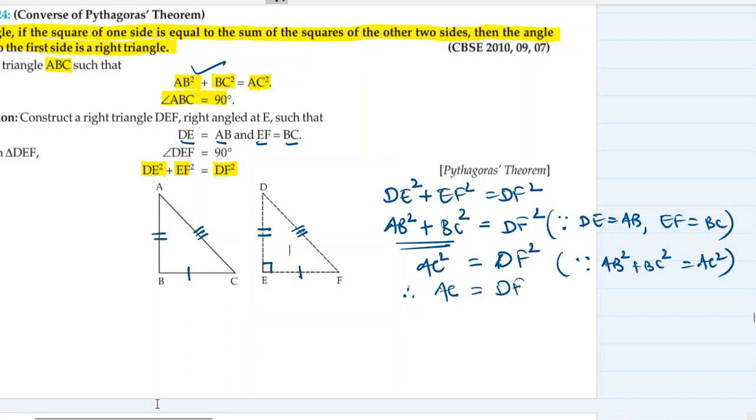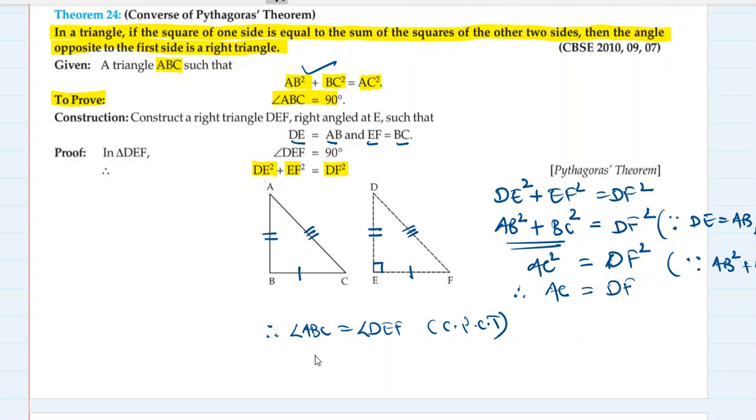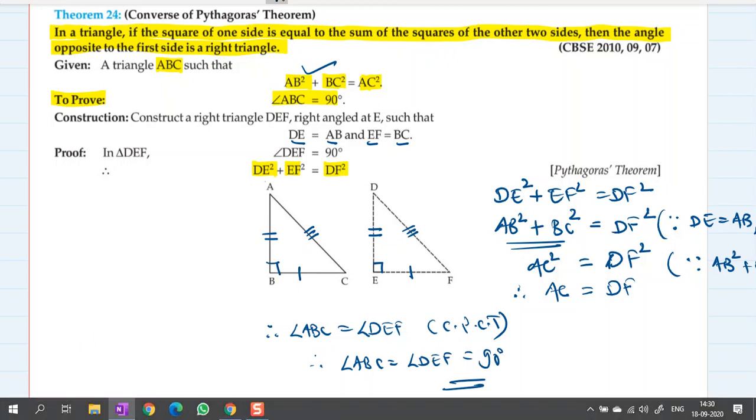Initial statements and initial techniques I have discussed with you. After this point, you have to prove these two triangles ABC and DEF congruent by SSS congruency, and then by CPCT you will write, therefore angle ABC is equal to angle DEF, and therefore angle ABC is equal to angle DEF is equal to 90 degrees. So angle ABC is 90 degrees. We have proved it. It was very simple.